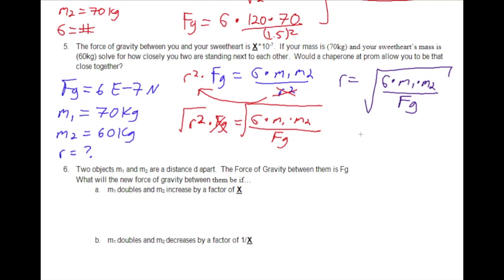So when you guys do this, make sure that you are using parentheses in your calculator, okay? And you should end up with an answer of 1.46 meters. I would say that any prom chaperone in their right mind will probably allow you to be 1.46 meters apart. That's pretty far away from your prom date. And if we remember our unit conversions, that's roughly around 4 feet.